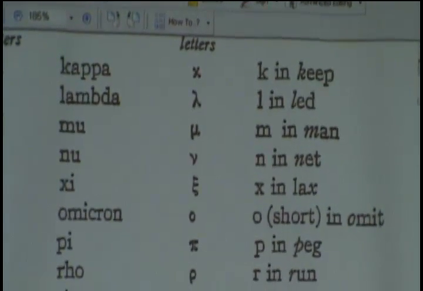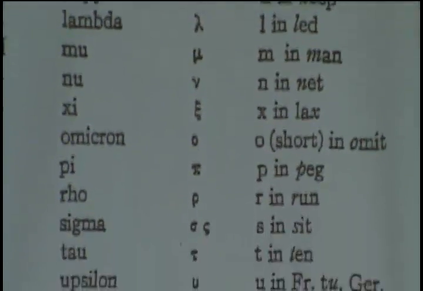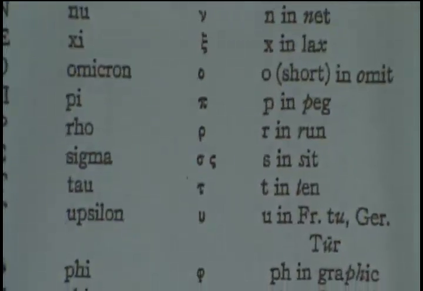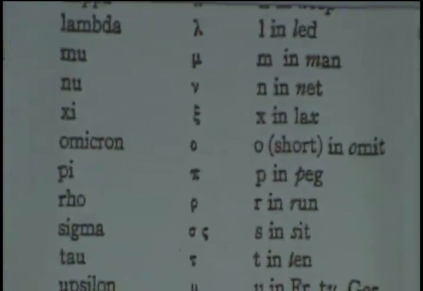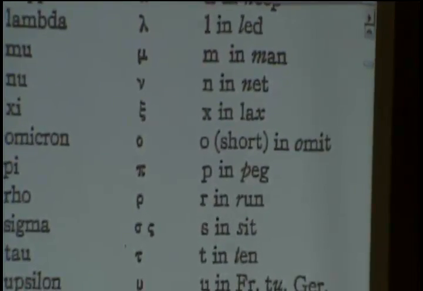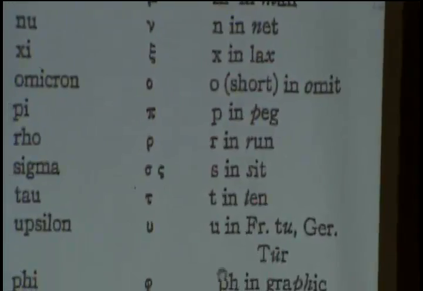Here's phi, capital phi and small phi, as in graphic. And this is chi. It's a rough sound, like the Scottish loch. Loch. All right, so that's the alphabet.